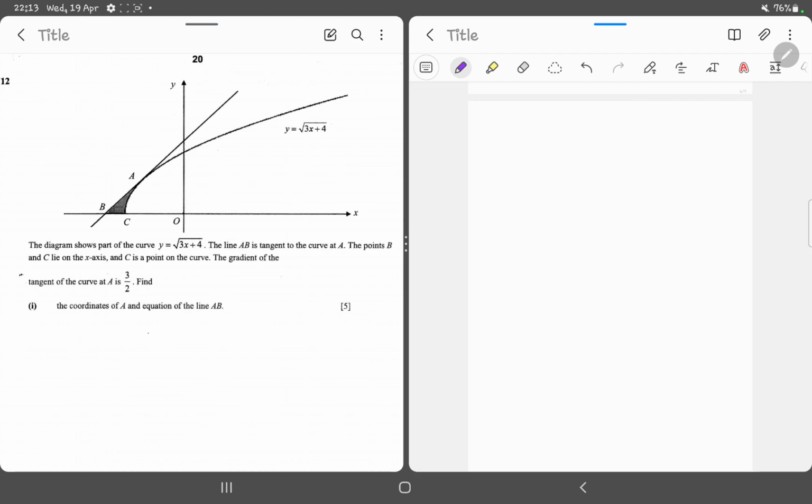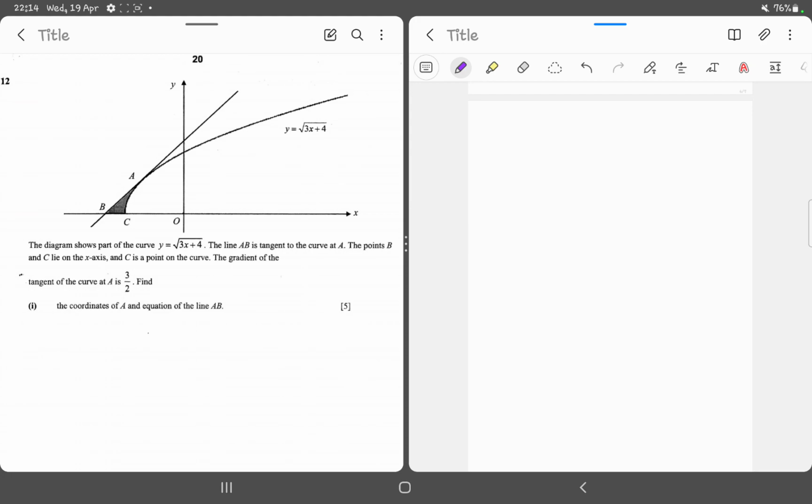The question shows part of the curve y equals square root of 3x plus 4. The line AB is tangent to the curve at point A. The points B and C lie on the x-axis and C is a point on the curve. The gradient of the tangent of the curve at A is 3/2. Find, part i, the coordinates of A and the equation of the line AB.